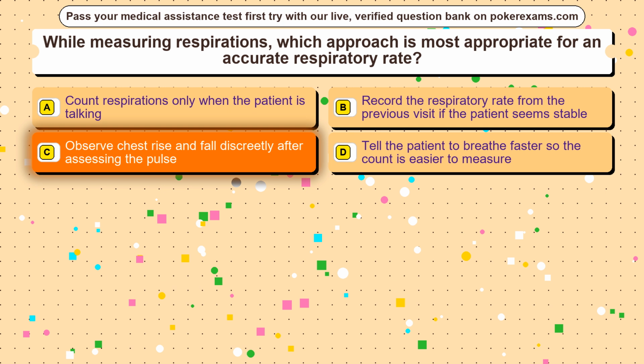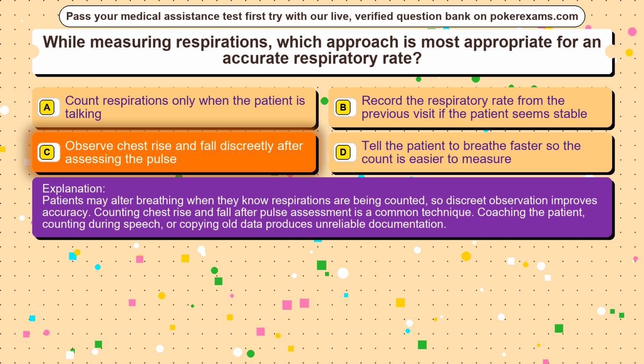The correct answer is option C, observe chest rise and fall discreetly after assessing the pulse. Patients may alter breathing when they know respirations are being counted, so discreet observation improves accuracy. Counting chest rise and fall after pulse assessment is a common technique. Coaching the patient, counting during speech, or copying old data produces unreliable documentation. Question 88.